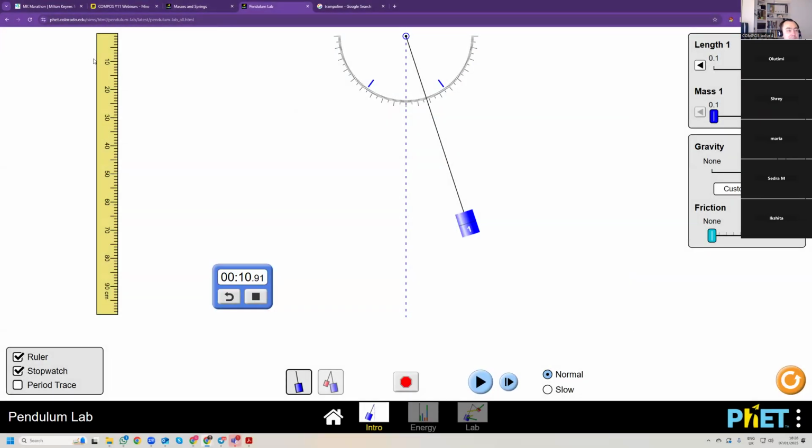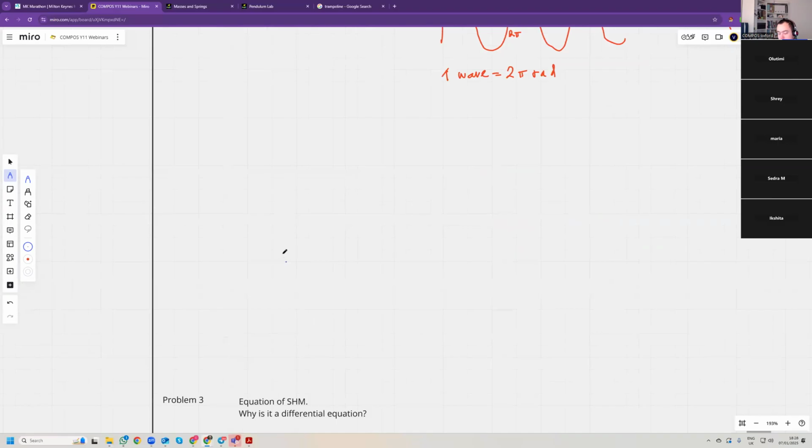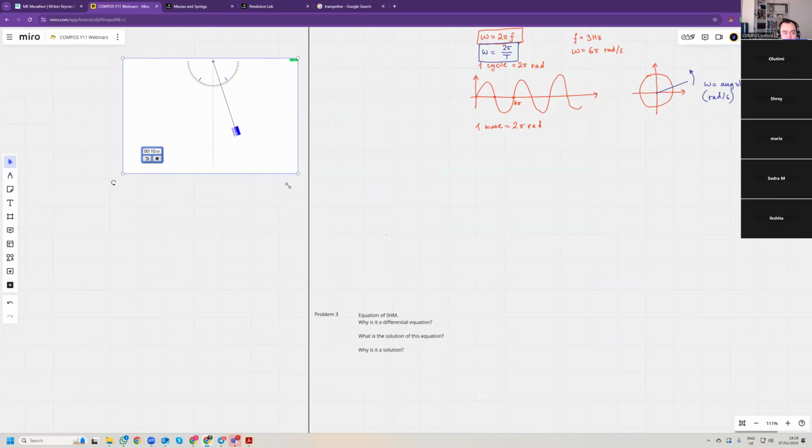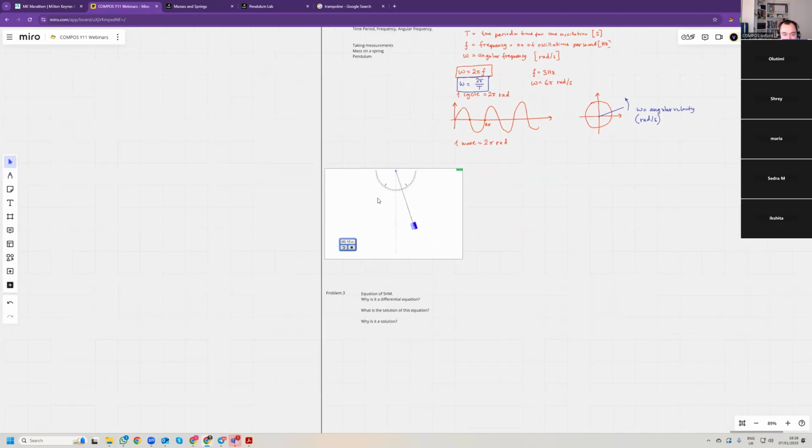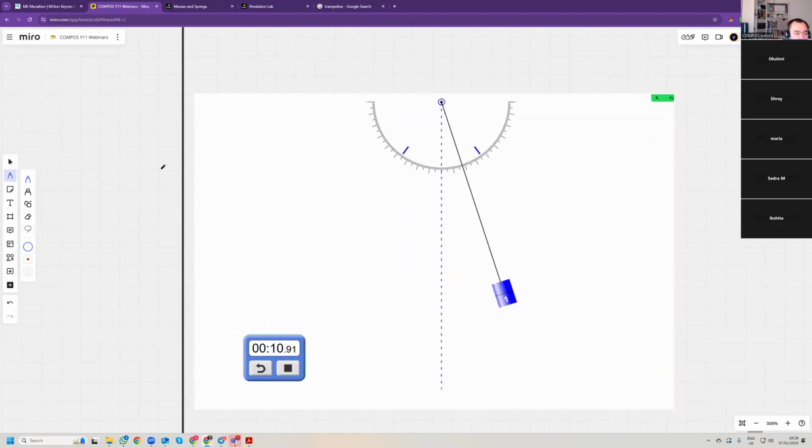So the pendulum bob mass is 0.1 kilograms. So measurements: mass 0.1 kilograms, time 10.91 seconds, number of oscillations is 10. The time period is how long it takes for one oscillation. So it's 10.91 divided by 10, which is 1.091 seconds. That's the time period.